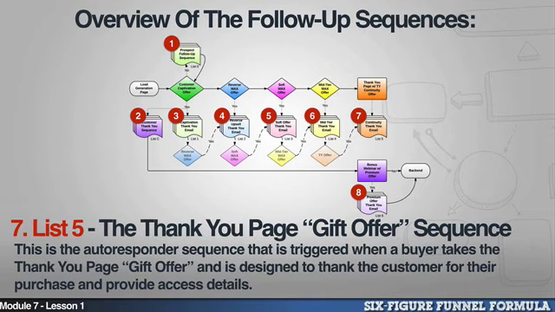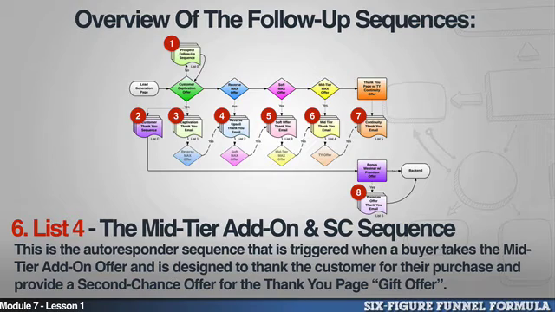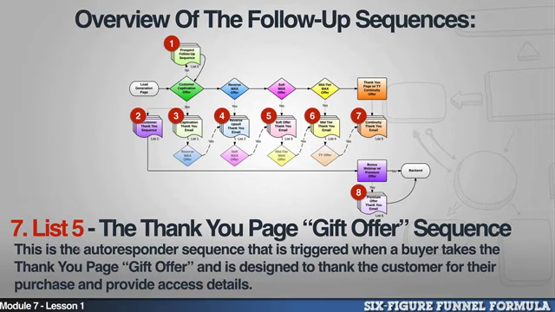I know I breezed through each of those different sequences. Now, the thank you email over here, list 5, is this autoresponder sequence that is triggered when somebody takes advantage of your thank you page gift offer, and it's designed to thank the customer for their purchase and provide any kind of access details. And again, you're going to learn about this offer throughout the 6-figure funnel formula training program, but that is how that list works. And I'm going to show you in this module how to set each of these different sequences, each of these different lists up in Aweber.